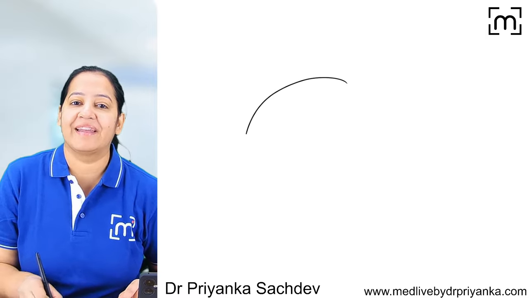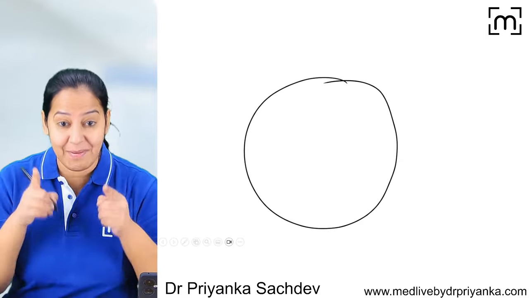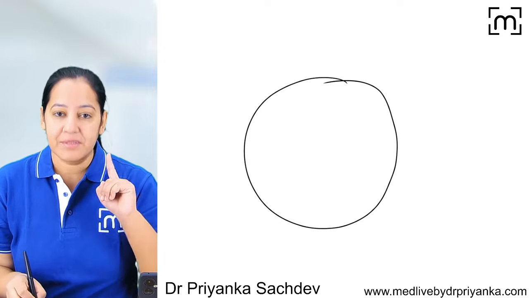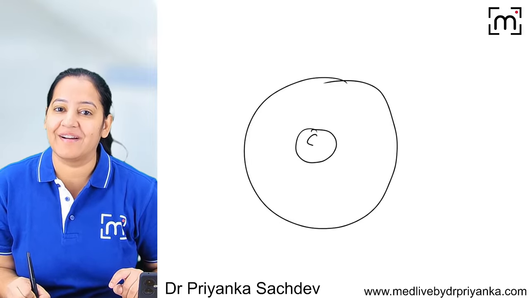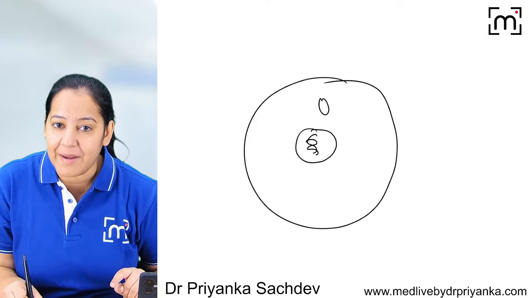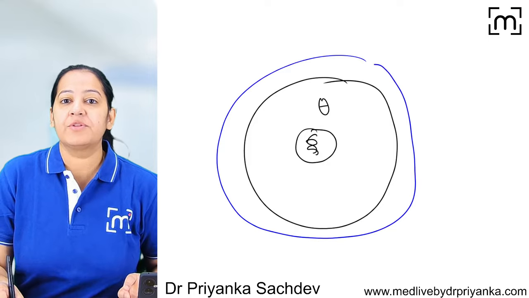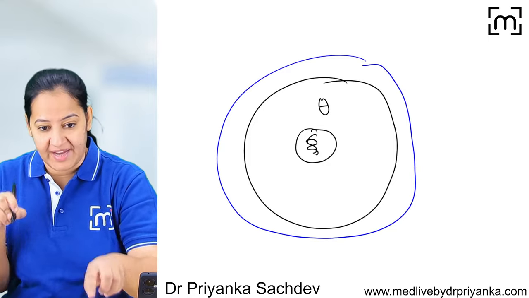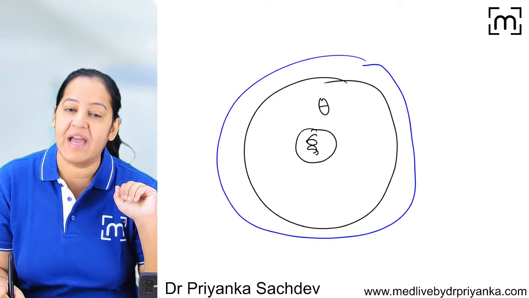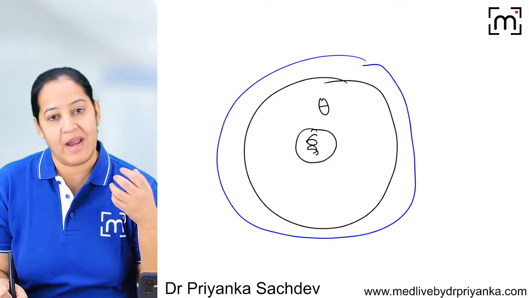Listen, this is a bacteria. I want to kill this bacteria. This bacteria is present in my patient's body. This is the nucleus of the bacteria. This is the DNA of the bacteria. This is the ribosome of the bacteria. And this is the cell wall of the bacteria. So there are four mechanisms by which I can kill it. So there are four mechanisms of the antibiotics or antimicrobial drugs.